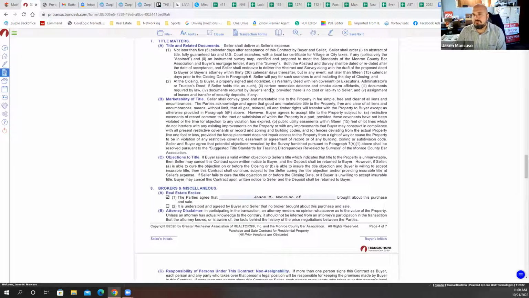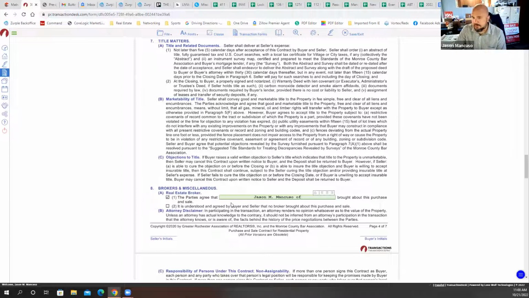Number 7 here, title. Basically, attorneys are going to do their work to make sure that the property has clean title. That is how all these sections read. Again, read them yourself so you have a good understanding of what that process is, and go from there.